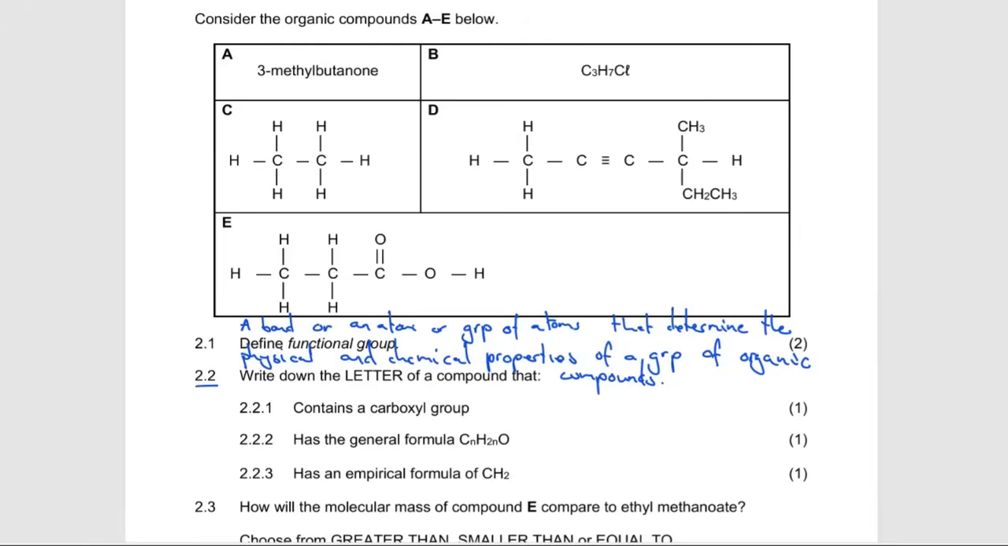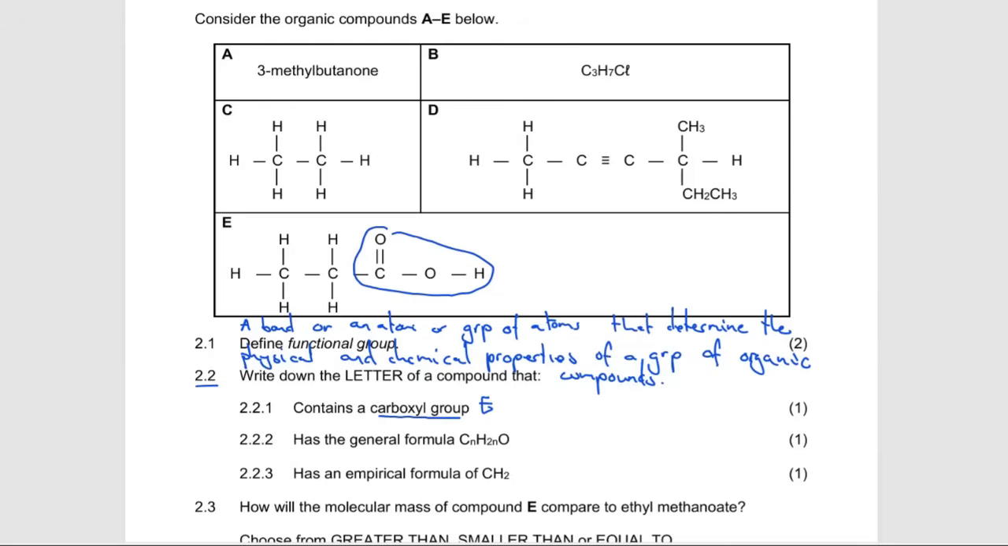Then 2.2 says write down the letter of a compound that contains a carboxyl group. So we're looking for a carboxyl group. A carboxylic acid has COOH, so it means we're going to have option E.